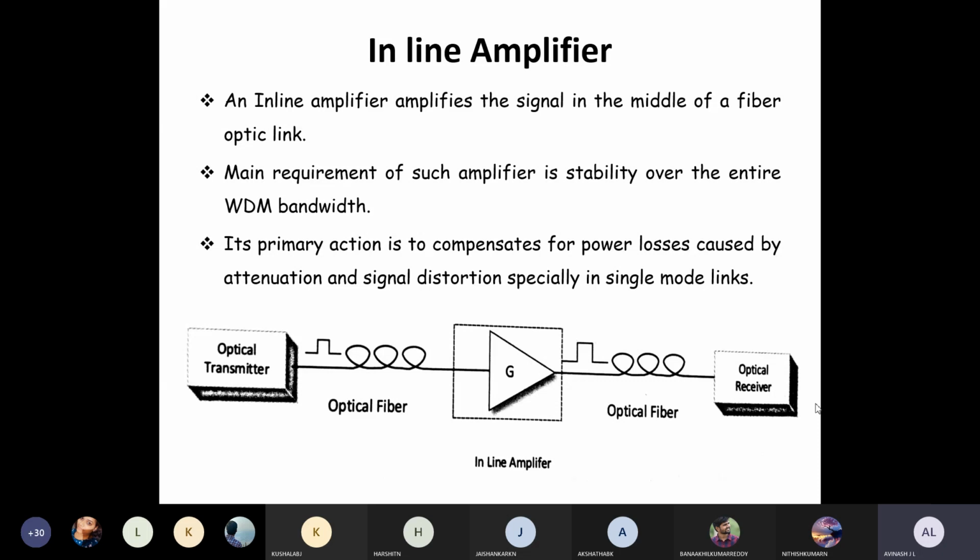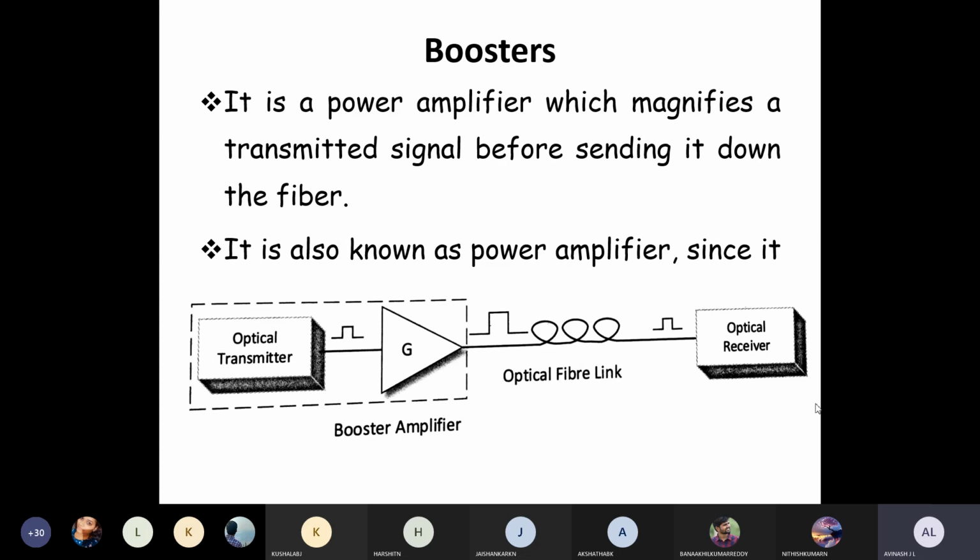So in order to get the proper signal out of it, the best thing we can do is use one type of amplifier, called what? Booster amplifier. Not only the booster amplifier, the inline amplifier and preamplifier can all be used, but the placement of all these things should be made properly, according to our requirement.